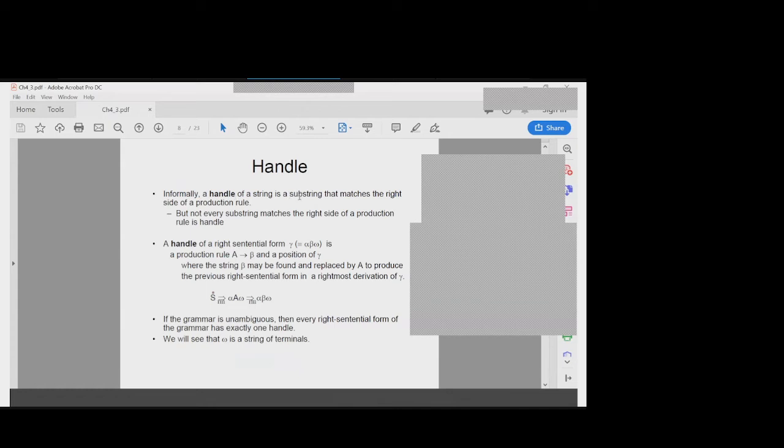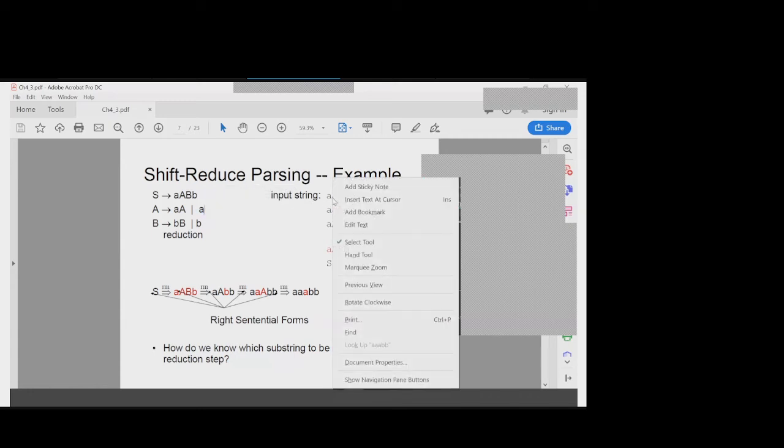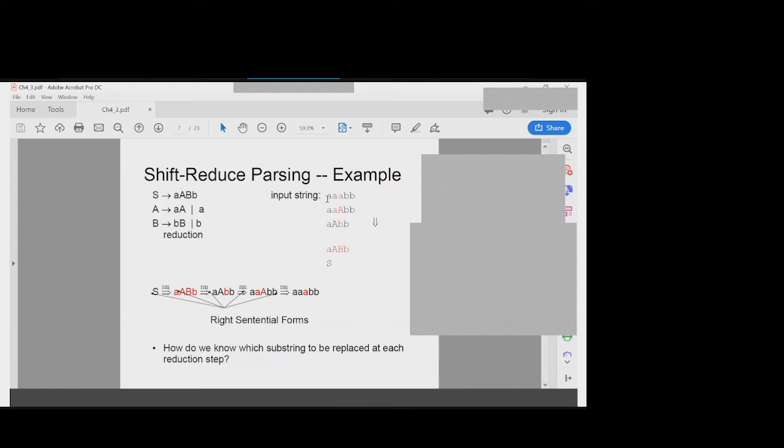A handle of a string is a substring that matches the right side of a production rule, right? So here this substring matches the right side of a production rule, and then you are reducing this A to capital A, the non-terminal A. But this second or third string also matches the right side of a production rule, yet it is not a handle. Why? Because it will not lead you to a proper reduction.